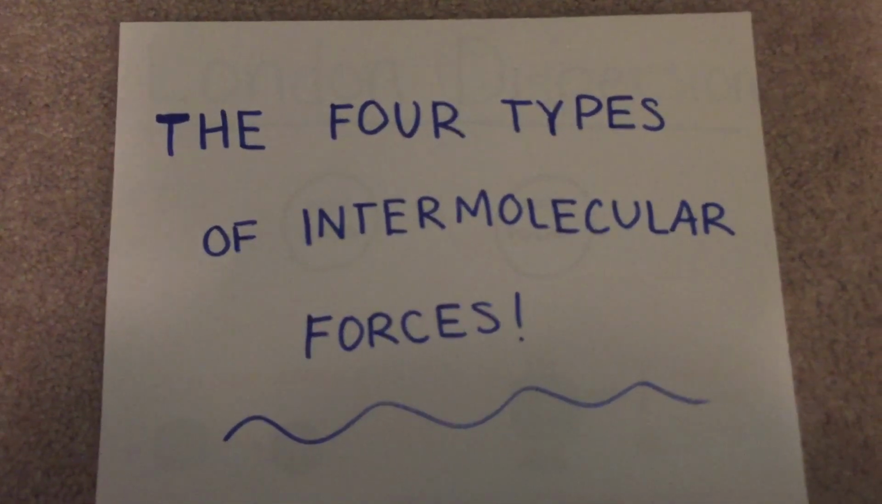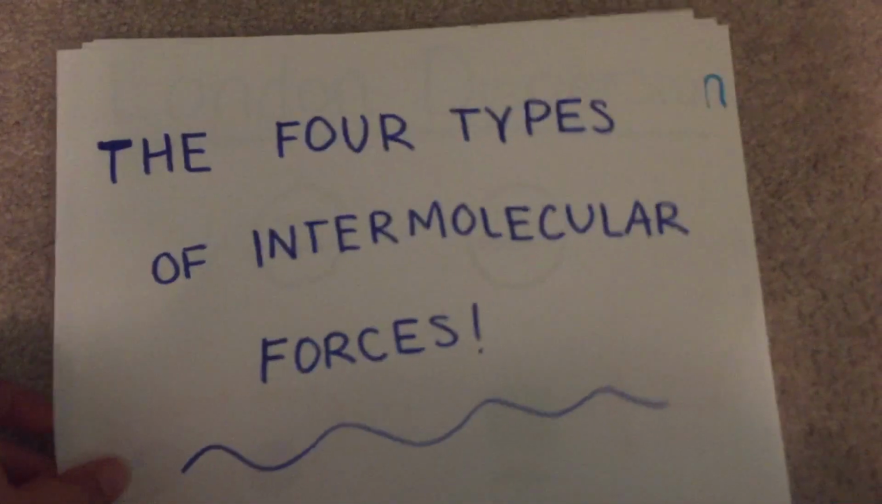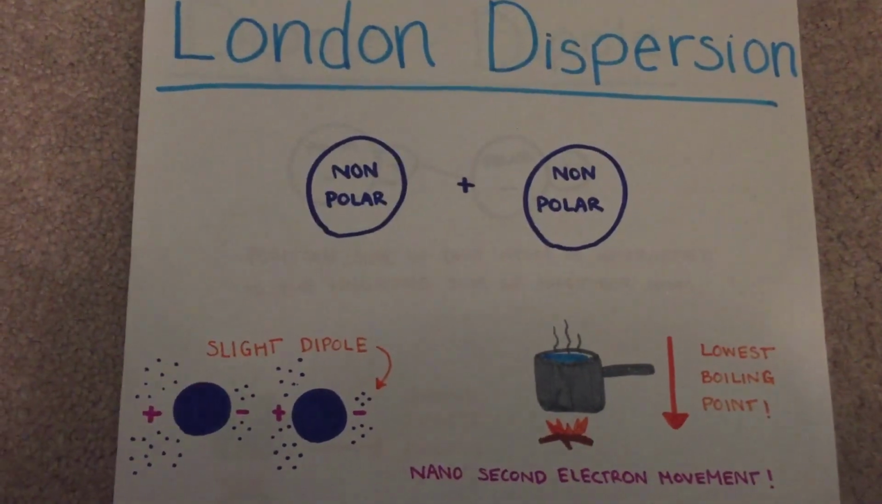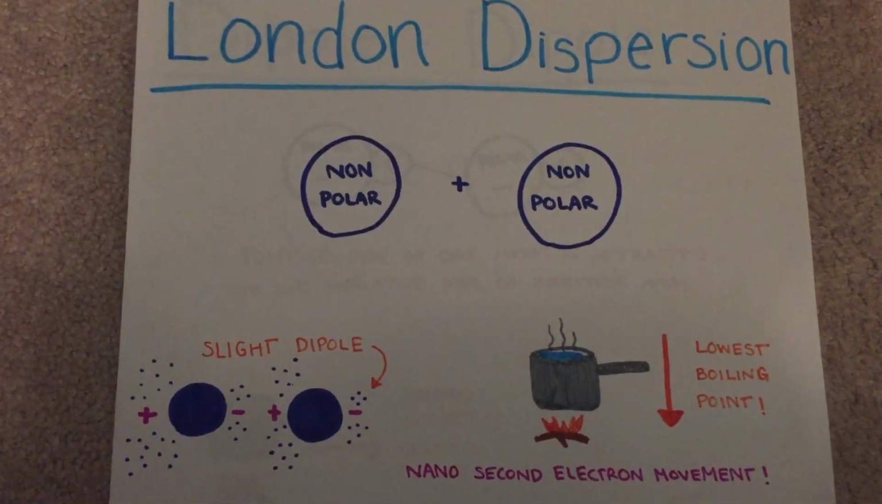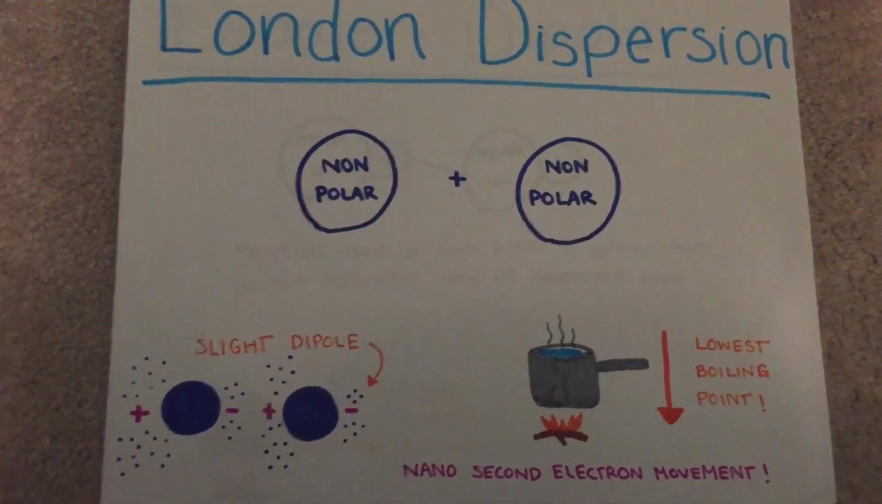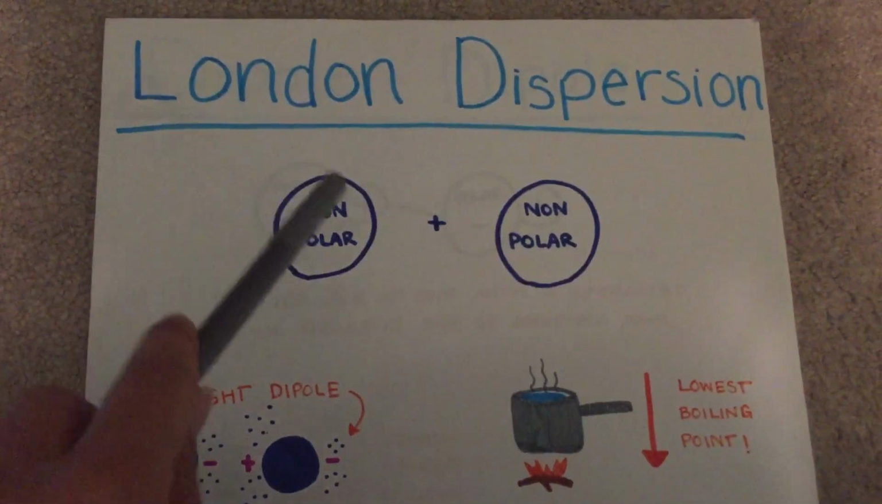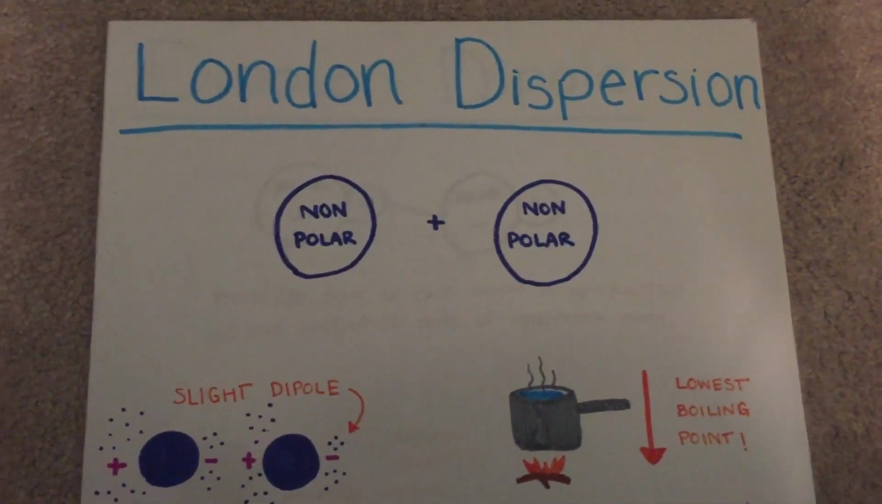The first intermolecular force we're going to talk about is called London dispersion. London dispersion is the weakest of all the IMF forces. It is defined as the force between two non-polar molecules.